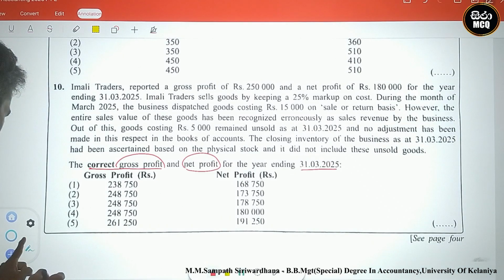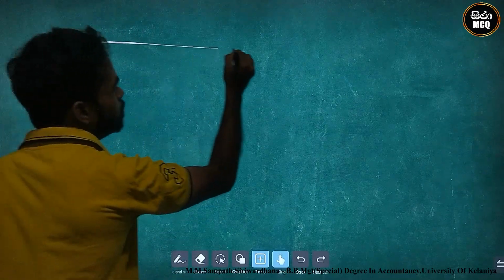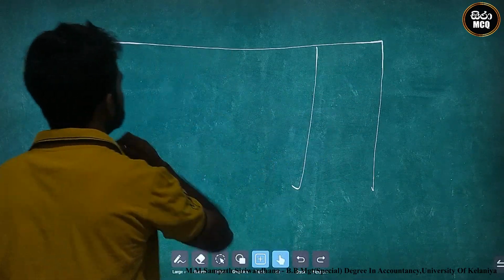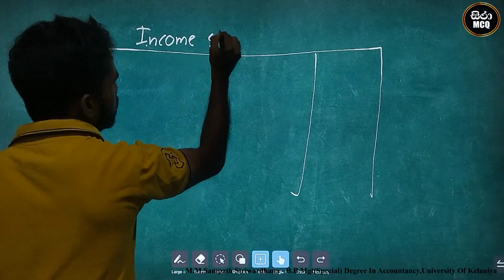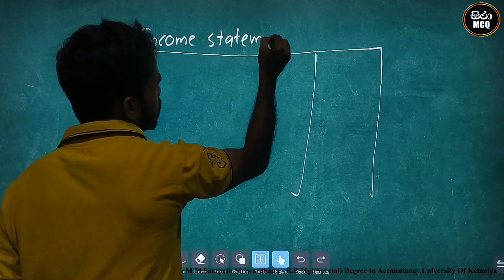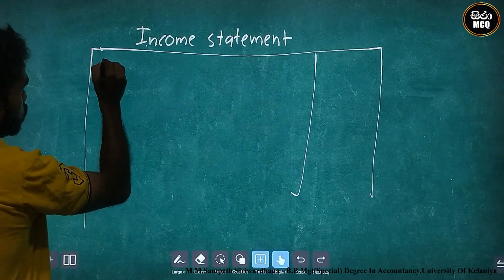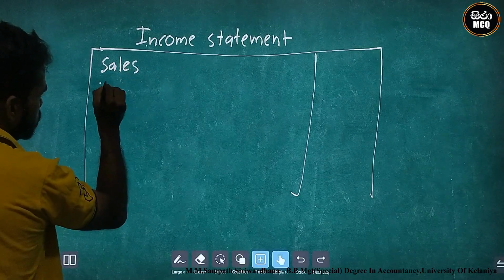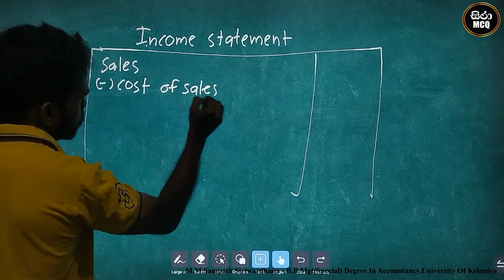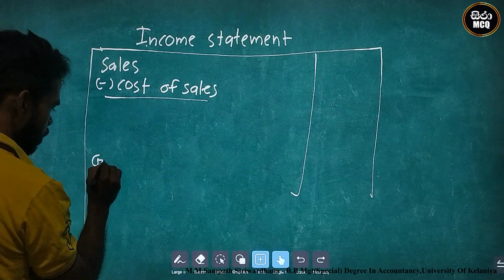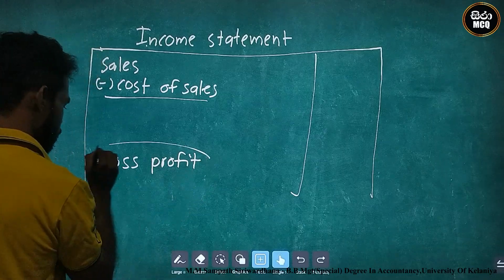I prepared a schedule to identify the gross profit and net profit. This is the income statement. Do you know the schedule of an income statement? Firstly, sales minus cost of sales. After that, we can calculate gross profit. This is our requirement, gross profit.